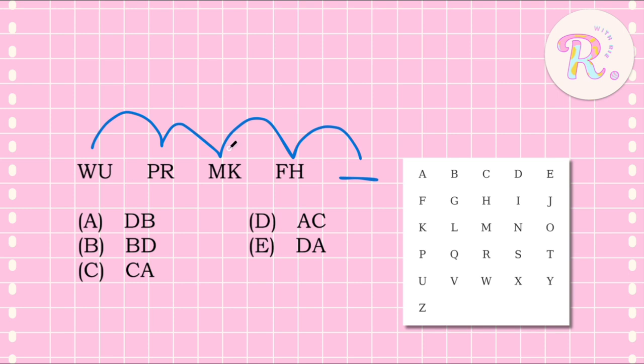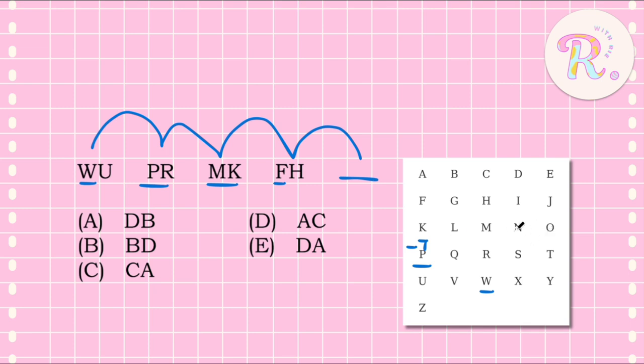Now, let's deal with the first letters of each term first. Let's start with W, P, M, and F. So let's see how they relate to each other. W, where are you? There it is. Then 1, 2, 3, 4, 5, 6, 7. So P is 7 places to the left of your W. So that's minus 7, right? Let's see if that is a prevailing pattern.